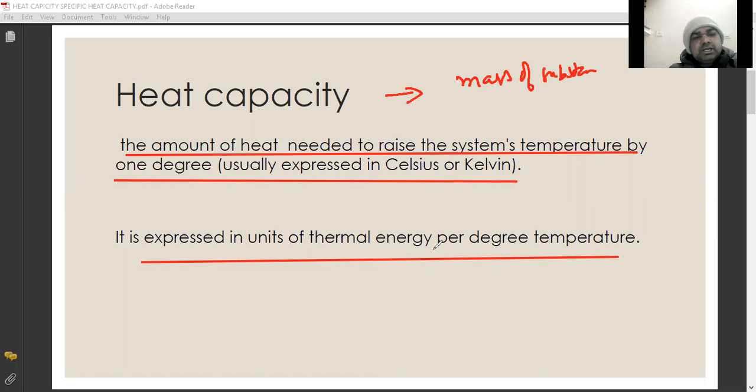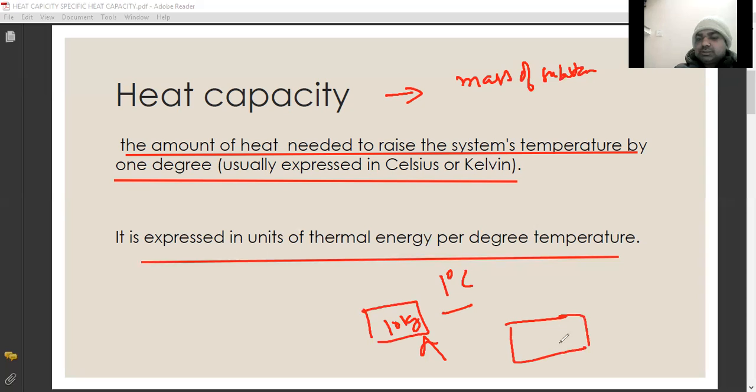So it is a measurement of the amount of heat required to raise the temperature of a given mass of substance by 1 degree Celsius. Suppose you have 10 kg of substance and you give it heat. How much heat is required to increase the temperature by 1 degree Celsius? That will be the heat capacity of the substance. If you take 100 kg of the same substance, whatever amount of heat is required to raise the temperature by 1 degree Celsius will be its heat capacity. So it totally depends on the mass of the substance. More is the mass, more will be the heat capacity.